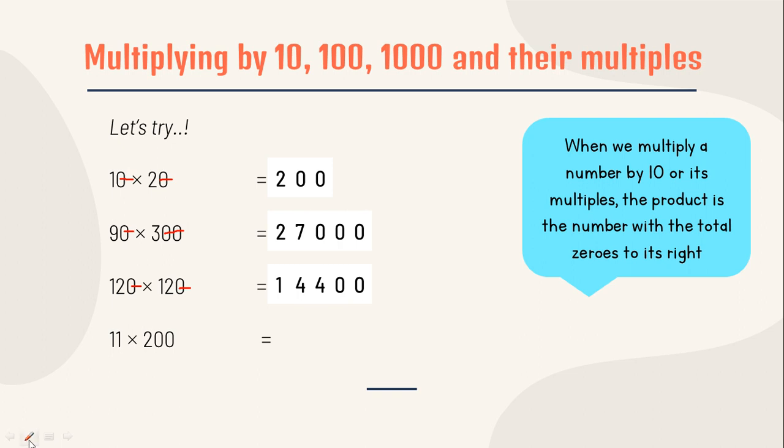Get it? Okay. 11 times 200. Any zero? Nope. Any zero? Yep. Any number following the zero? Nope. Set it aside. So 11 times 2 is 22. And then how many zeros do we have? 2. So 11 times 200 equals 2,200. Kinda easy, right?